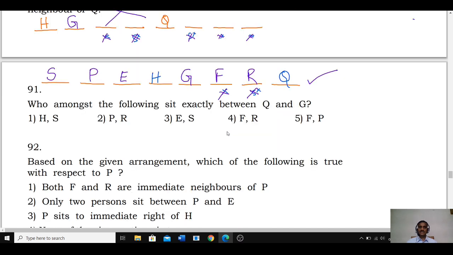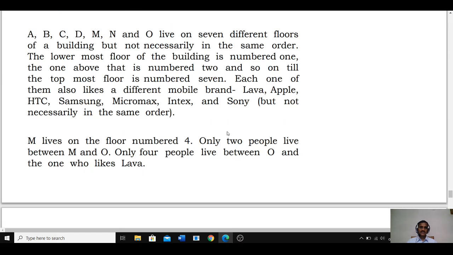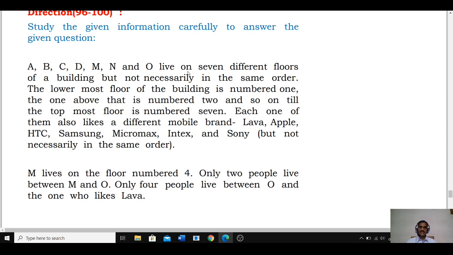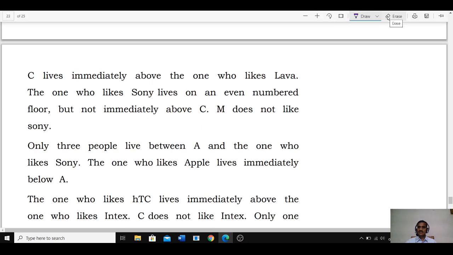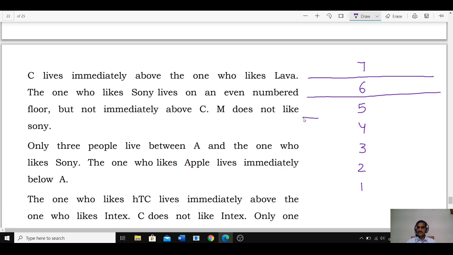Then coming to question numbers 96 to 100. Now in this 96 to 100, A, B, C, D, M and O live on 7 different floors of a building but not necessarily in the same order. Each one of them likes a different mobile brand. Now 7 floors were there, and 7 persons living on these 7 different floors. First we need to fix the floors at the center. 7, 6, 5, 4, 3, 2 and 1. These are the 7 different floors we have, and 7 persons living on these 7 different floors.